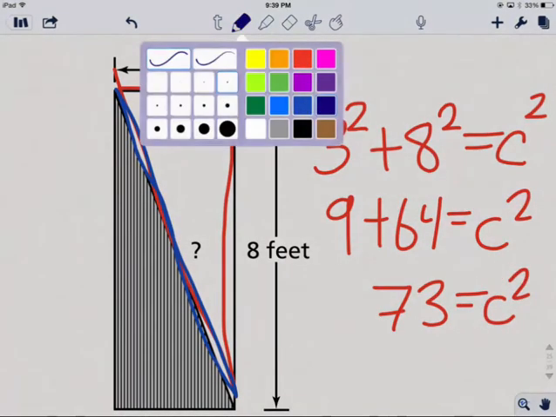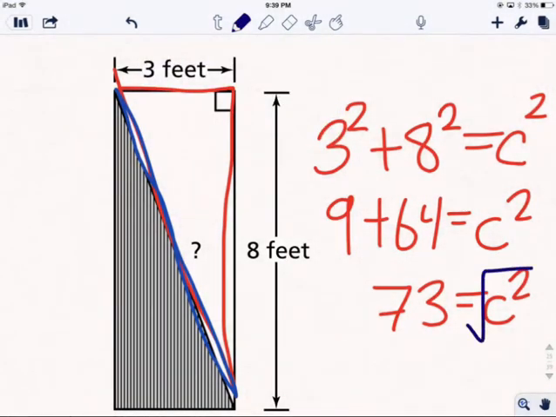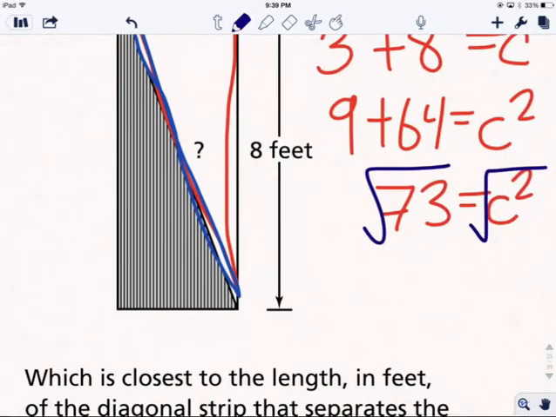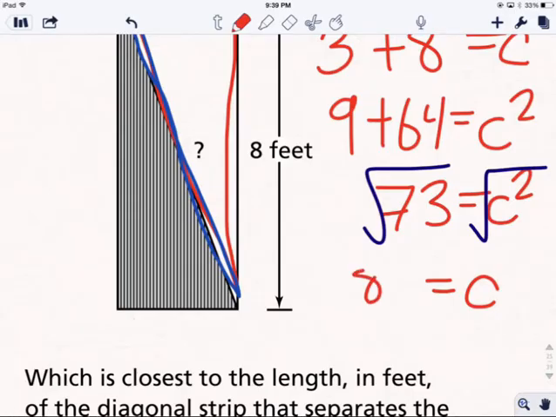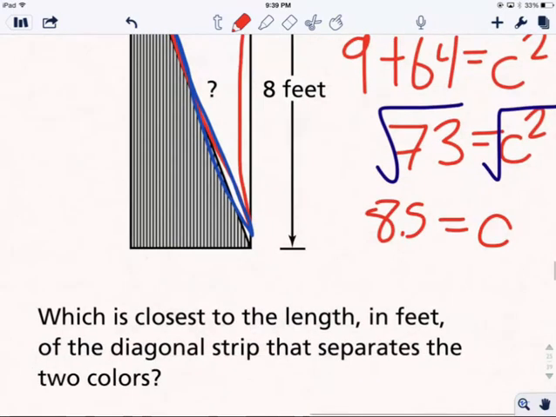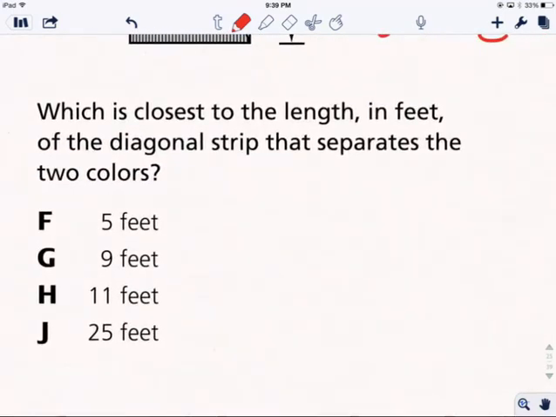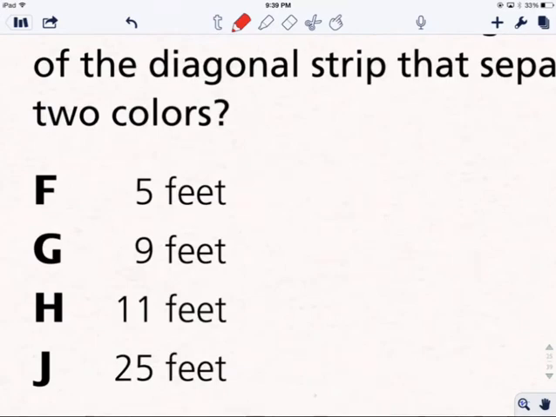So that means that c is going to be the square root of this. So what's the square root of 73? About 8.5. So looking down at the answer choices here, it looks like the closest one is going to be answer choice G.